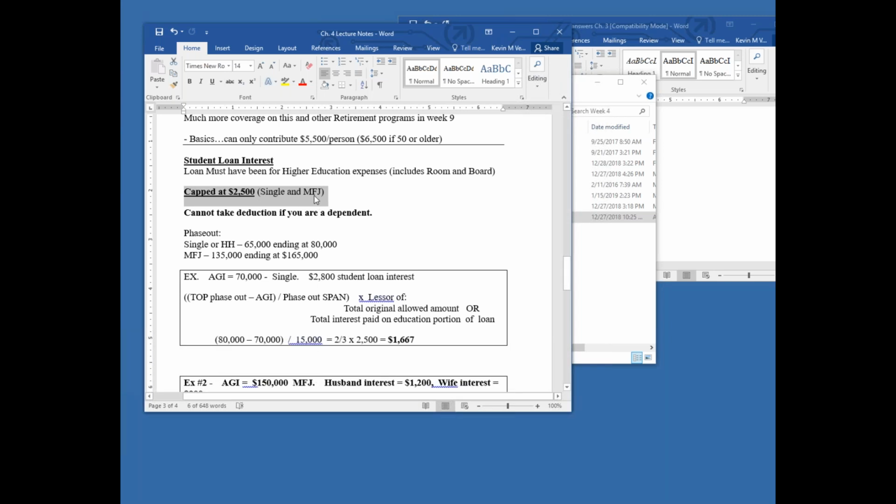So that's where a marriage penalty comes into play, because two single people could both take $2,500, but as soon as you get married, you're still only allowed $2,500. So that's one of the items where it's considered a marriage penalty.